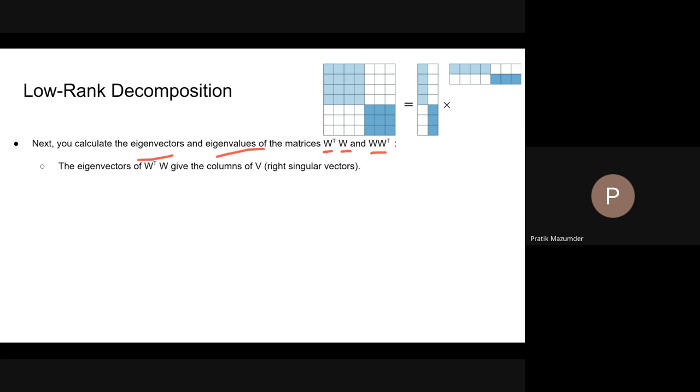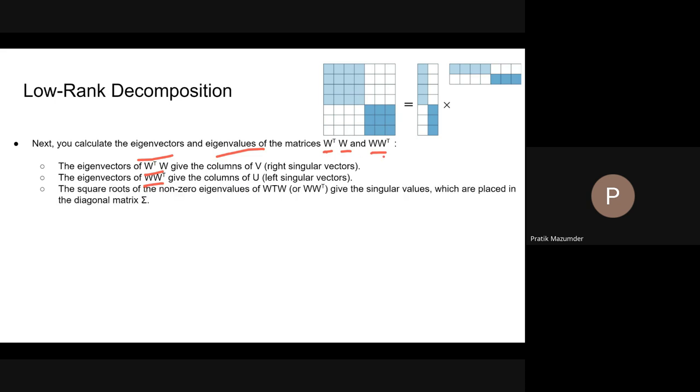Right. So the eigenvectors of W transpose W will give you the columns of V, and the eigenvectors of W W transpose will give you the columns of U. The sigma matrix is a diagonal matrix, where only the diagonal entries will have some values and the other entries will be 0. It will contain the square roots of the non-zero eigenvalues of W transpose W. So effectively, you have specific steps by which you can directly decompose your W into U, sigma, and V transpose.